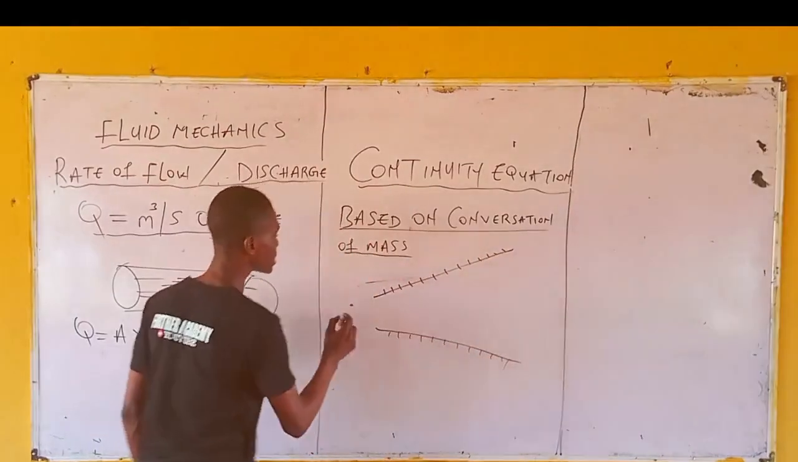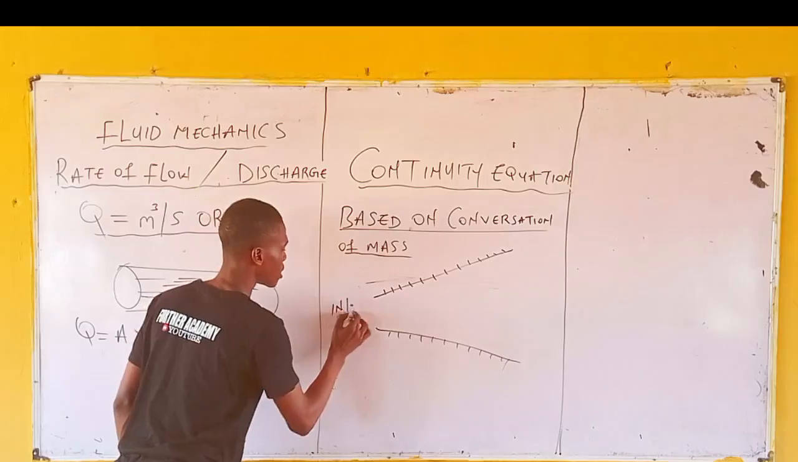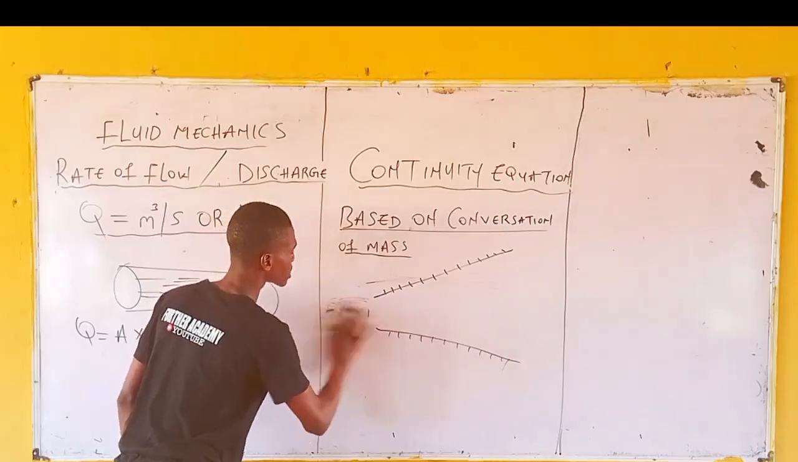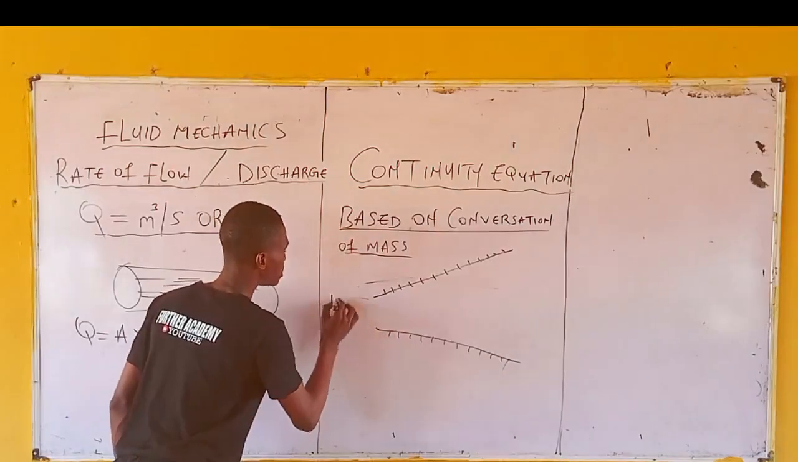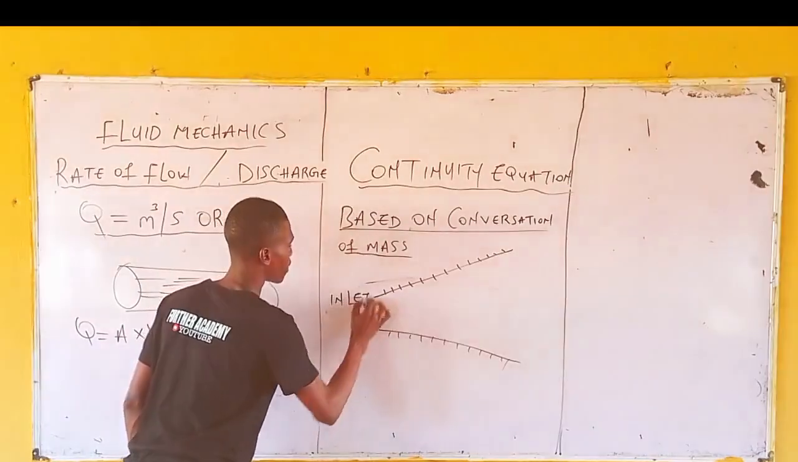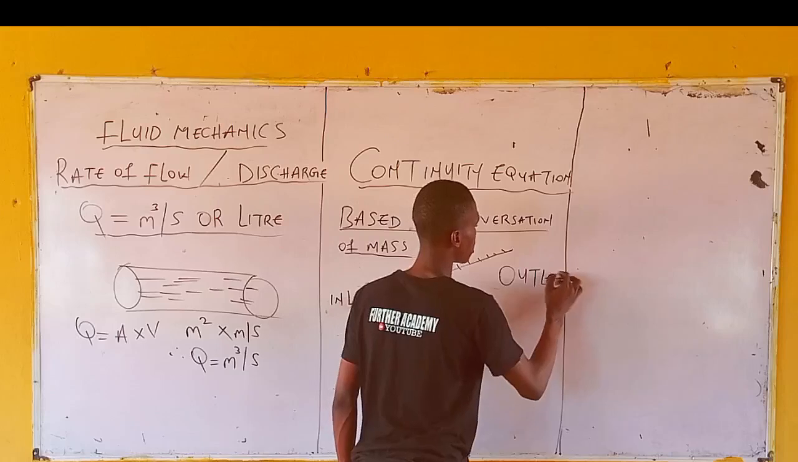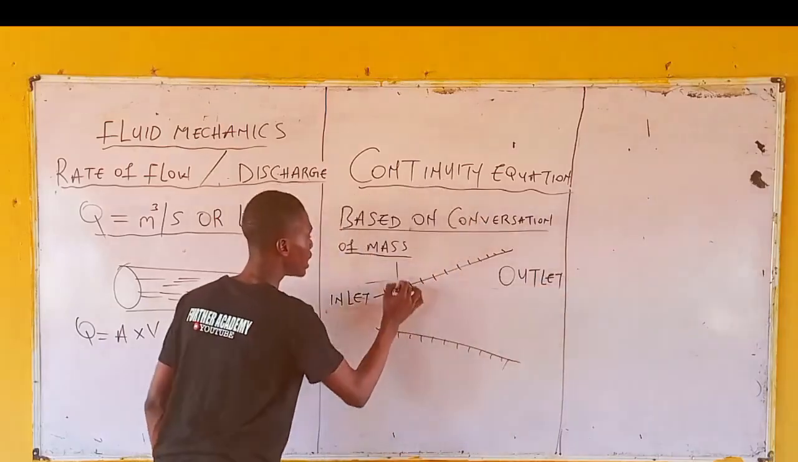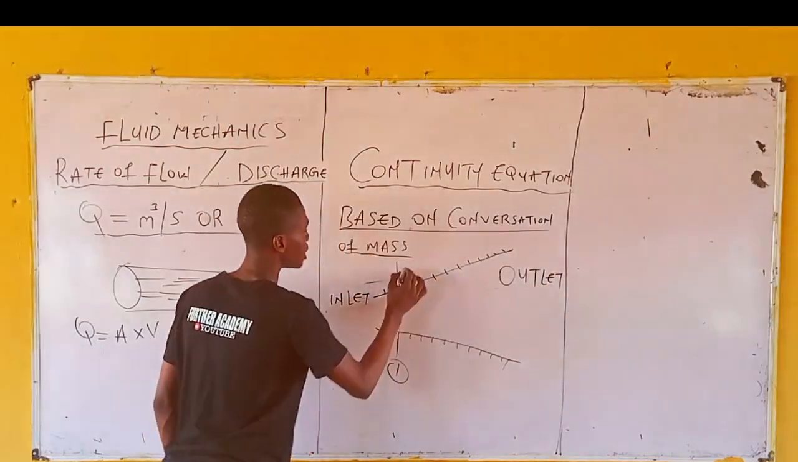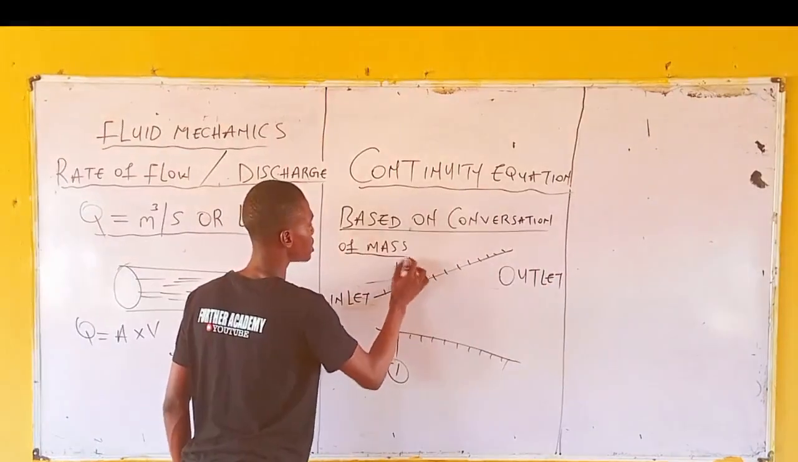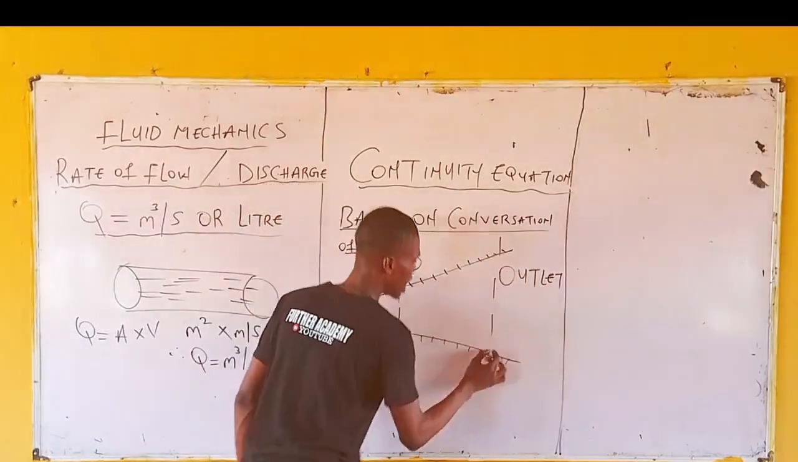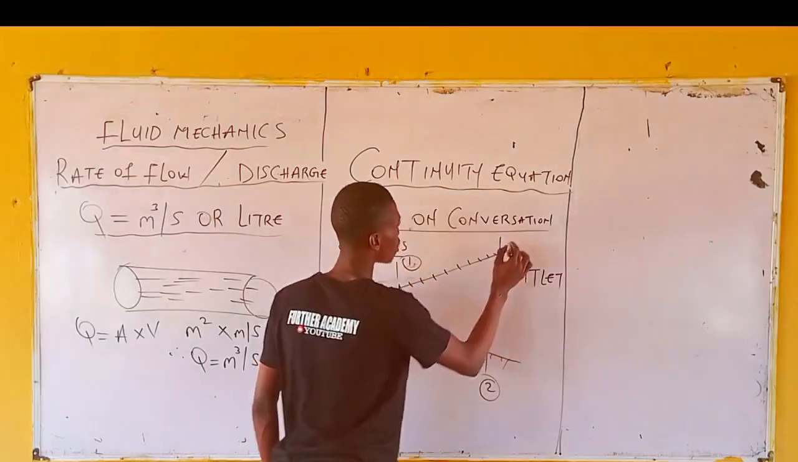Now, from here, this is the inlet. This is the outlet. Let's call the inlet section 1. Let's call the outlet section 2.